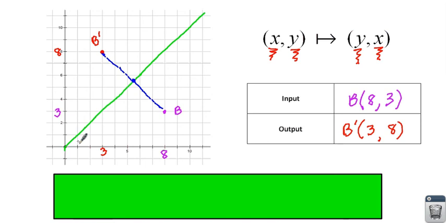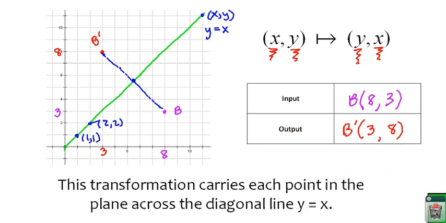Notice the coordinates of these points on the line have the same x and y value: (1, 1), (2, 2), etc. In general, the x and y coordinates are the same along any point on the green line, so its equation is y equals x. Here's a summary. This transformation carries each point in the plane across the diagonal line y equals x.